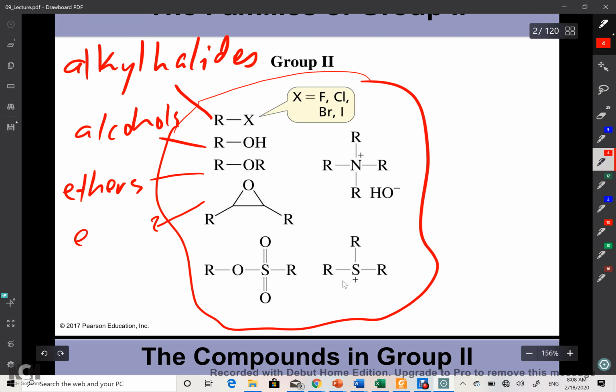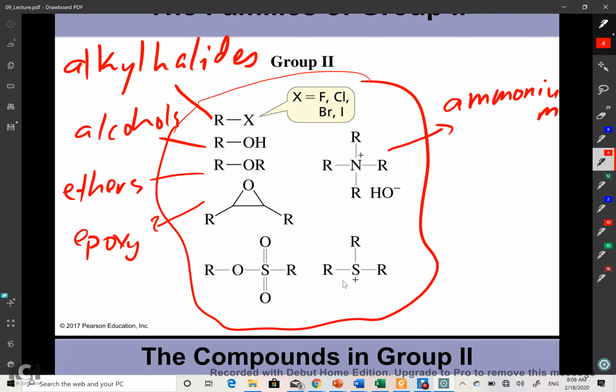Over here we have epoxy. That's the epoxy functional group. Here this is ammonium or quaternary ammonium or whatsoever. So let's call it ammonium. And then the rest are sulfate. We have the thiosulfate and sulfones. So we are not very interested in those ones.